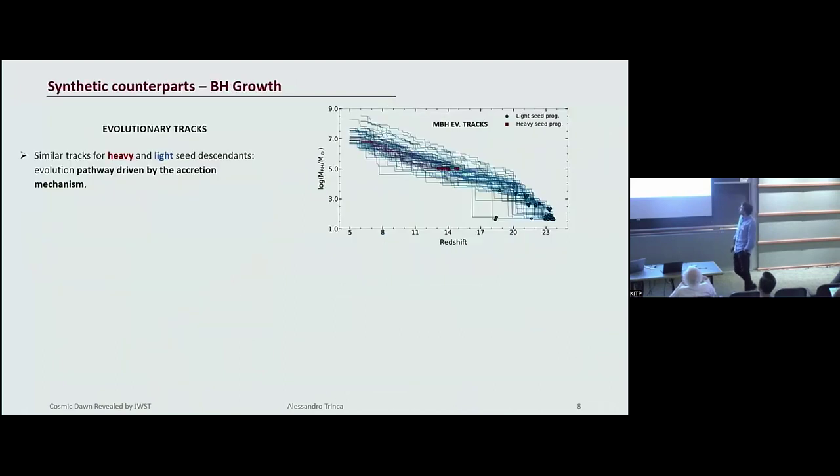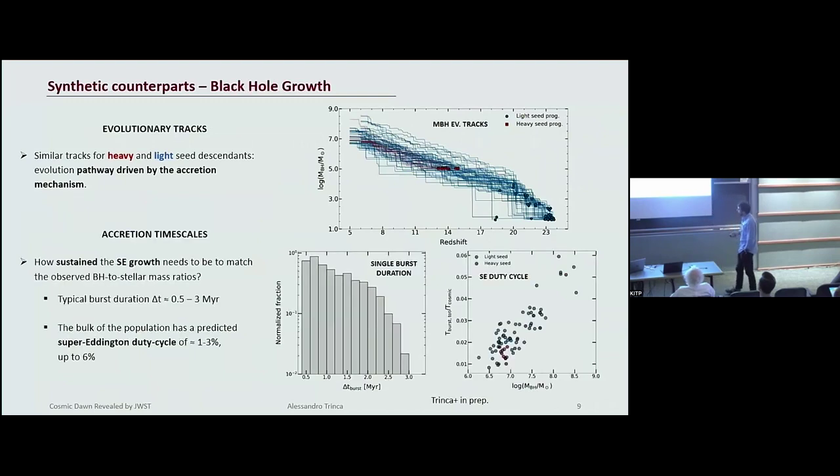So if we look at the evolutionary tracks of the black hole population, you can see here again the same color coding for black holes coming from heavy seeds and light seeds. You see that the pathways of evolution are very similar, since in this case it is the accretion scenario that is dominating the evolution of this system more than the original seeding channel. And we can ask ourselves, what are the typical accretion timescales that this system seems to have? Or better, how sustained this period of super-Eddington accretion has to be in order to match the observed properties.